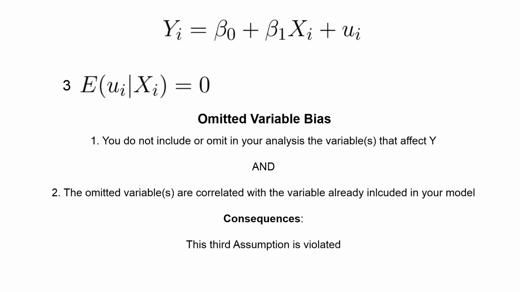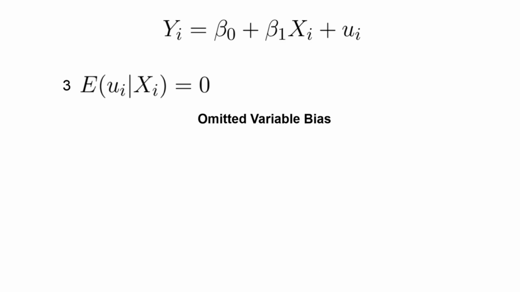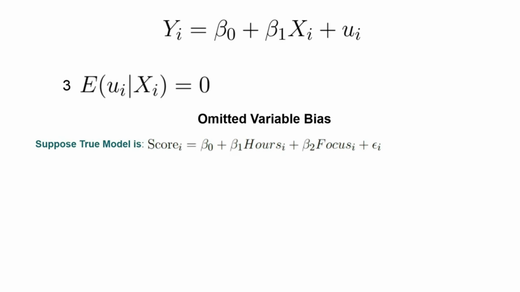But more importantly, beta 1 hat will not be reliable, meaning it's going to be biased and inconsistent. Now I'll show a bit more detail about omitted variable bias using math. Let's first bring back the setting where the true model includes 2 variables, but we use this model instead where we only have one x variable, our studied, and so our UI now includes the variable focus.